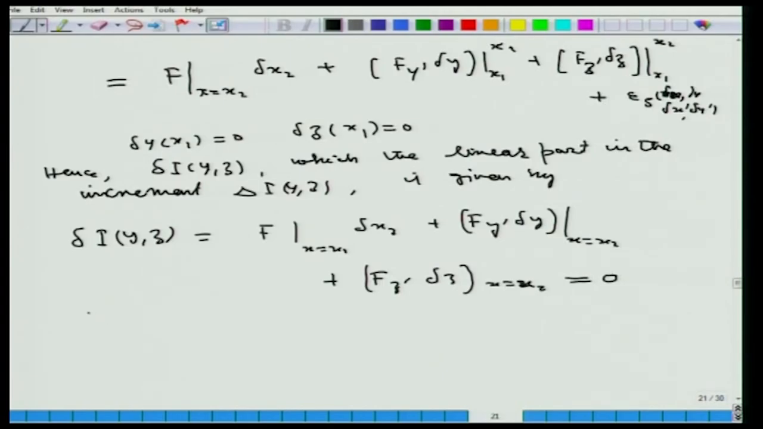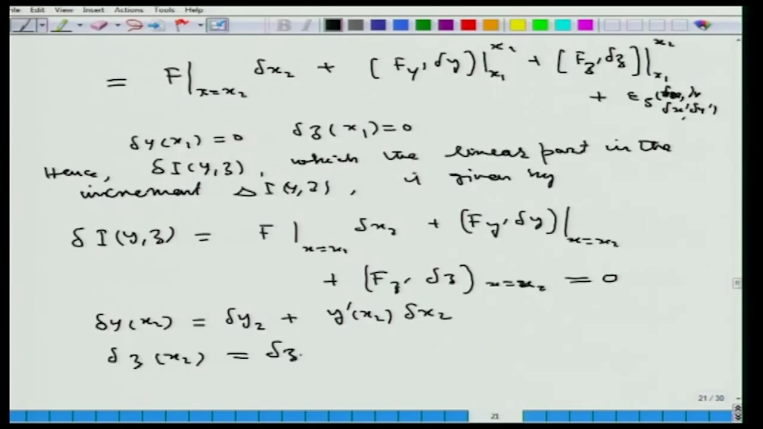Now, here as before this delta y at x2 is not equal to delta y2 and delta z at x2 is not equal to delta z2. And so, you can see that in the same manner we get delta y at x2 approximately as delta y2 plus y prime at x2 delta x2. Similarly, delta z at x2 is delta z2 plus z prime at x2 times delta x2. Using these, let us say finally we got this 15.5 and this is 15.6.